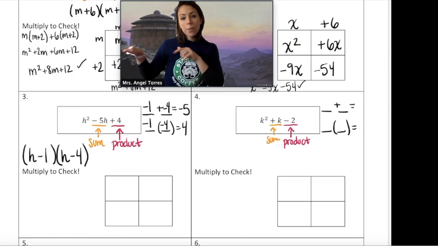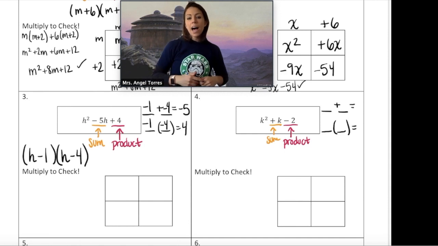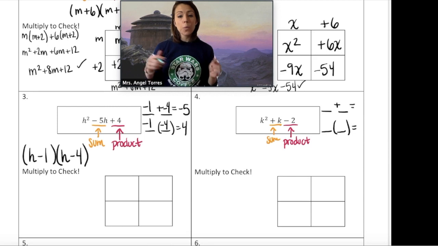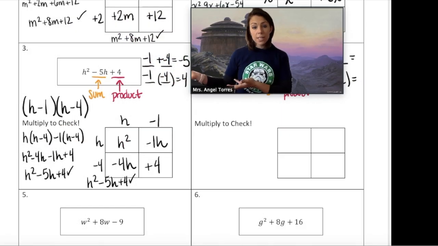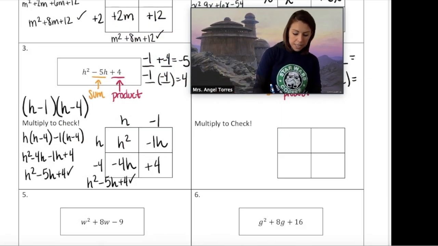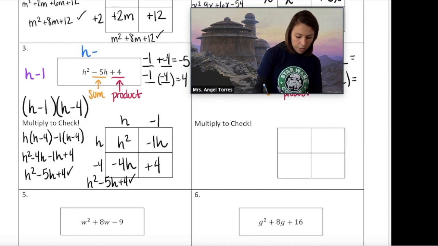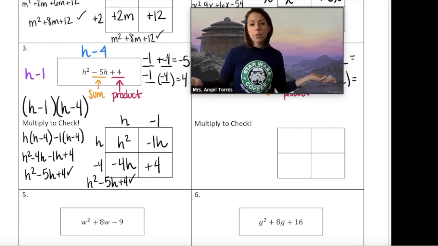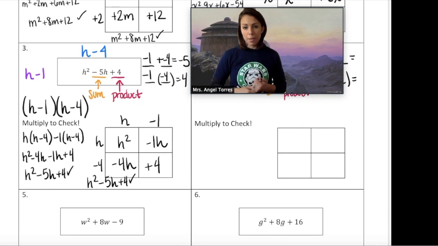All right, so I went ahead and started number 3. I found that the two numbers that have a sum of negative 5 and a product of 4 were negative 1 and negative 4, but go ahead and check my work if you haven't already. Okay, so it looks like it checks out, which means that one of my side lengths, either the length or the width, could be h minus 1, and the other one would be h minus 4. And the order doesn't matter because you're going to end up multiplying them anyways.